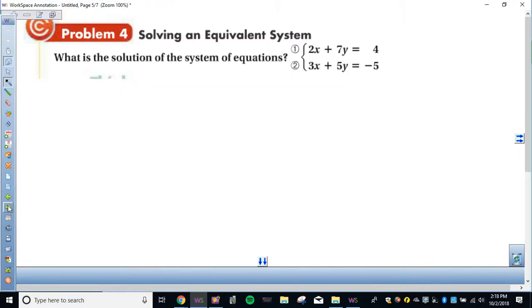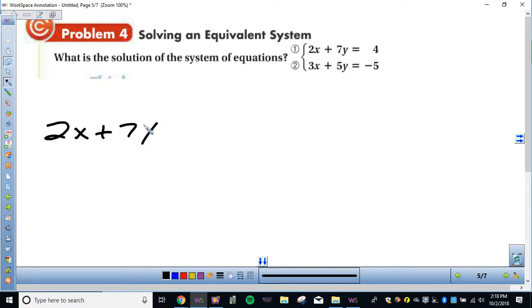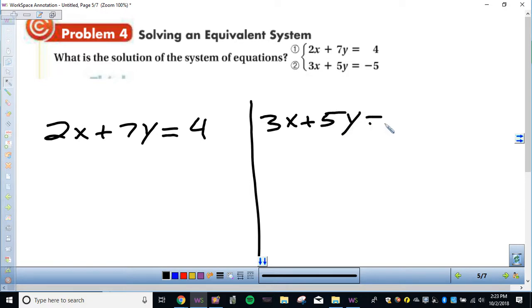Okay. Write this one down. Again, show the two equations side by side. So 2x plus 7y equals 4, and 3x plus 5y equals -5. So we're going to solve these equations using elimination. The problem is if we try to combine vertically, nothing cancels.